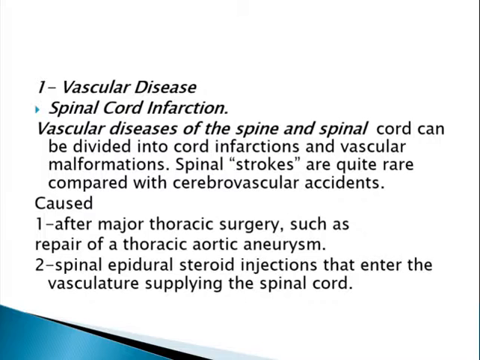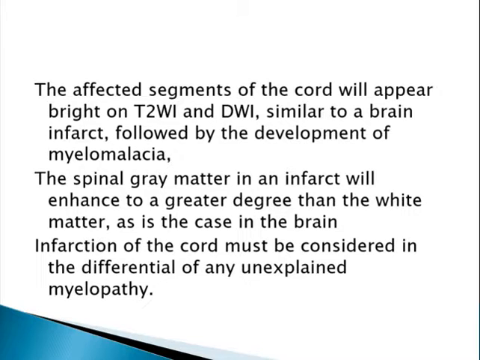Regarding the vascular disease of the spine, we should know first something about the spinal cord infarction. The spinal cord infarction is mainly caused by two major causes. First, after major thoracic surgery, such as repair of thoracic aortic aneurysm, and the second cause is the spinal epidural steroid injection that by mistake enters into the vasculature supplying the spinal cord, resulting in spinal cord infarction. So the affected segment of the cord will appear bright on T2 and on diffusion weighted imaging, just like what happens in the brain infarction.